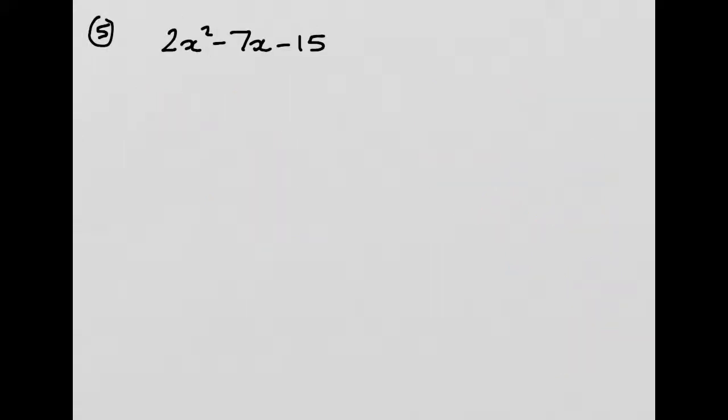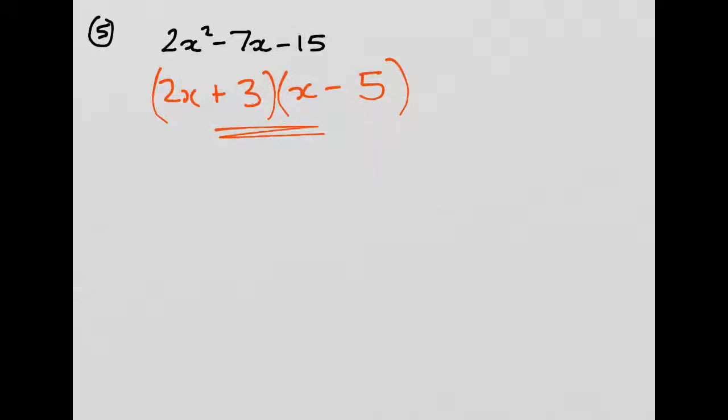Question 5, factorise in a pair of brackets, 2x and x at the front. Now to find the numbers at the end, there's lots of different ways of doing it. 2 times 5 is 10, and then the 3 to get the 7. So 2 times negative 5 is negative 10, add 3 gets you negative 7. So there's your answer.